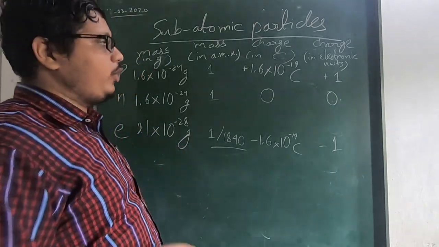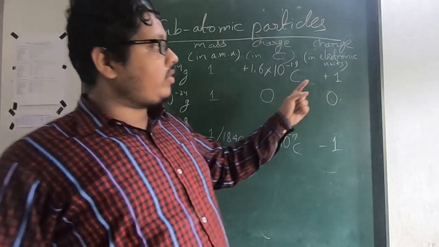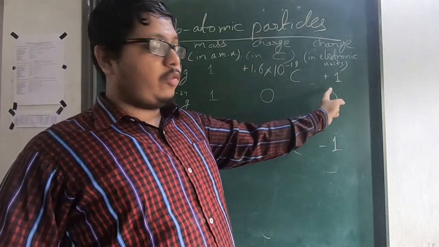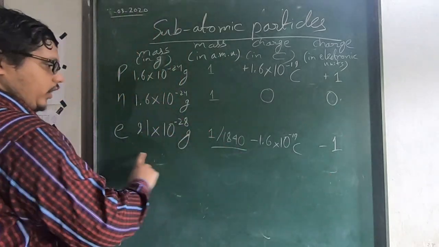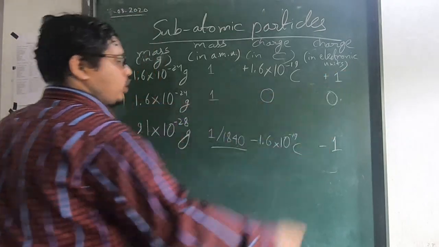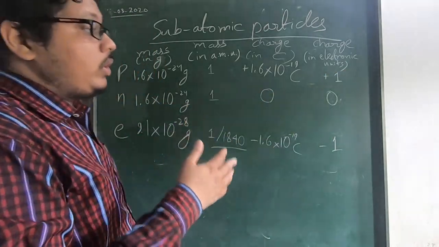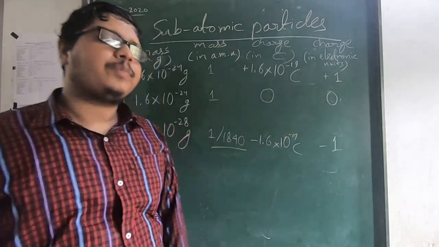Next thing that we notice from this chart is the charge. Proton is having positive 1 charge, electron is having negative 1 charge, and the neutron is having 0 charge. That's clear?